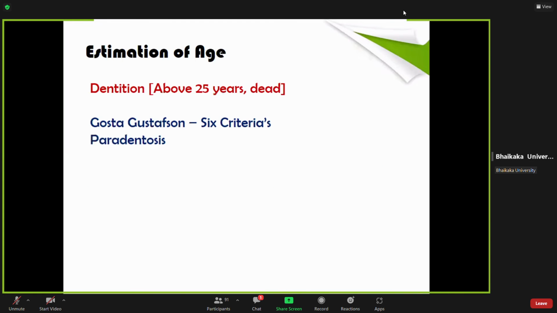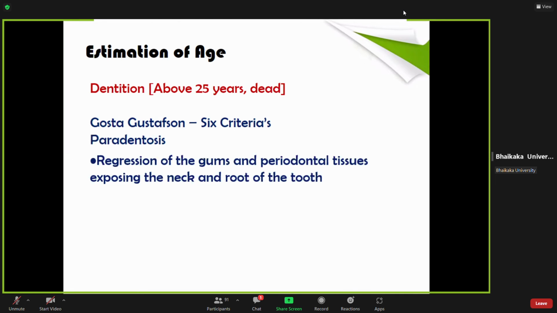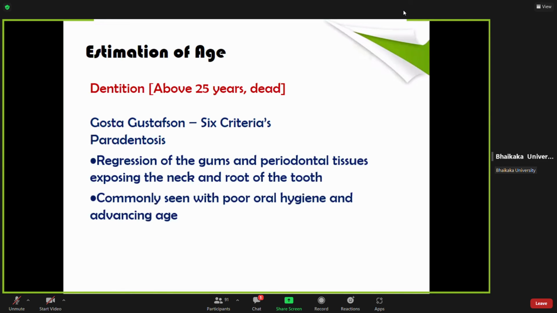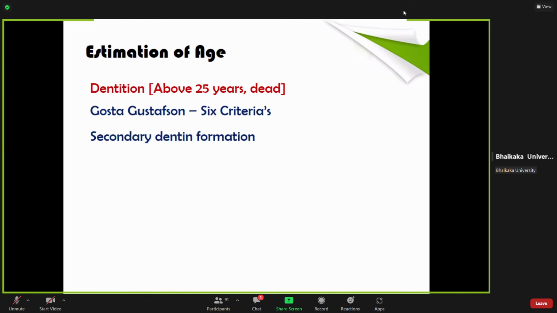Then second is parodontosis. Regression of the gums and periodontal tissue exposing the neck and the root of the tooth. Commonly seen with poor oral hygiene and advancing age. ये सारे 6 क्राइटेरिया अलग अलग एक एक को डिफाइन कर रही हूँ, देख लेना.